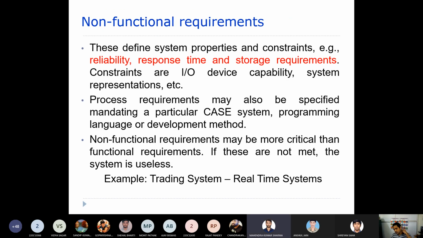So now the non-functional requirements part. Usually these requirements define the system properties and constraints. They have some constraints as well as whatever the properties of the system. Maybe in terms of reliability, maybe in terms of response time, as I told you before, right? So it is some sort of non-functional attribute of the system.